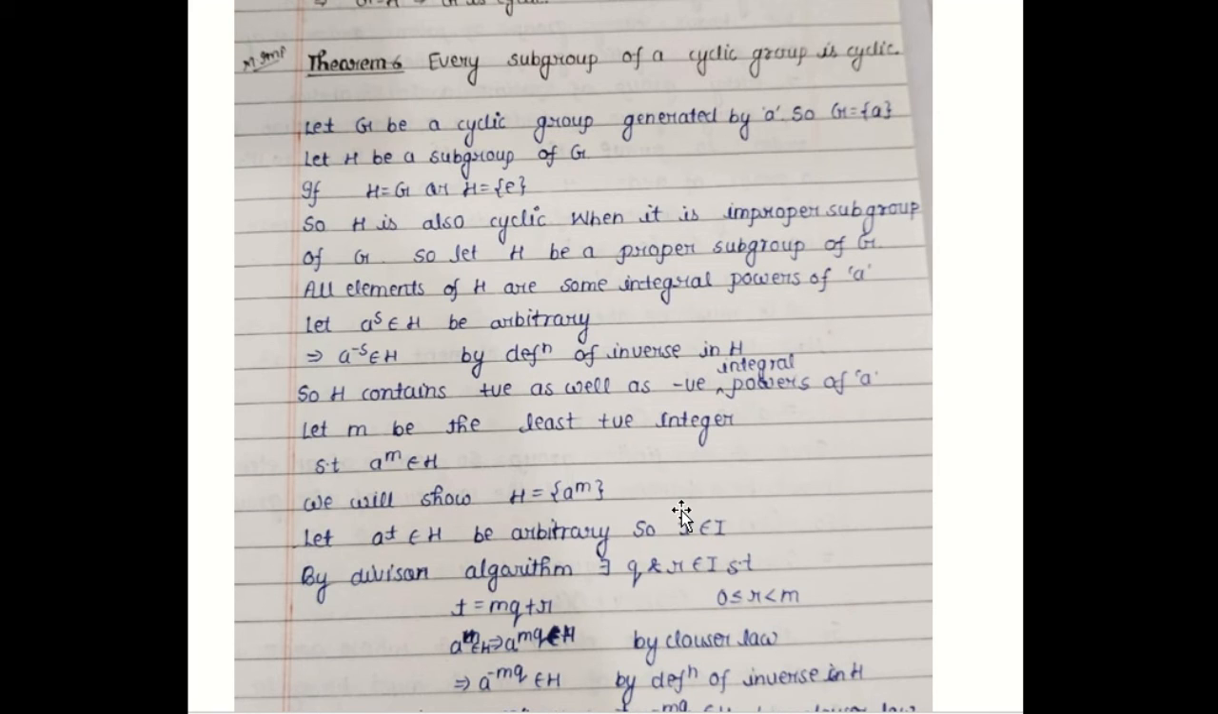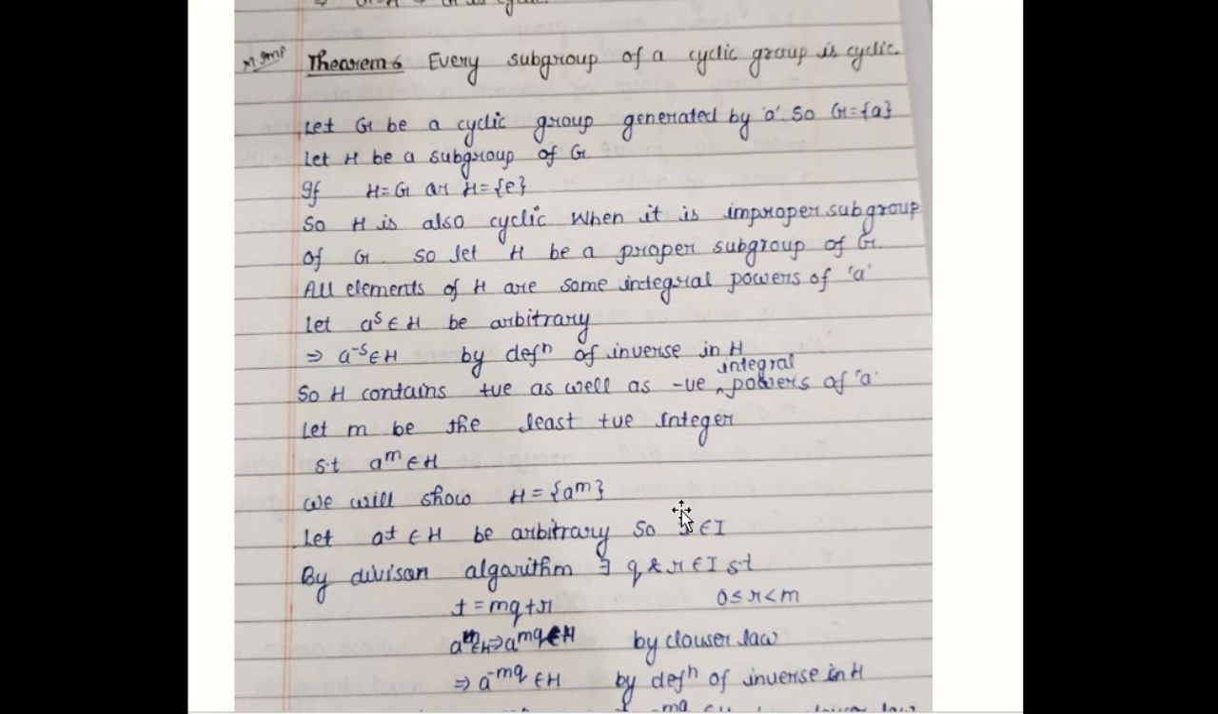Let A to the power T belong to H be arbitrary, where T belongs to the integers. So by the division algorithm, there exist Q and R belonging to the integers such that T is equal to MQ plus R, where R is greater than or equal to 0 and less than M. So A to the power T is equal to A to the power MQ plus R. A to the power M belongs to H. This implies A to the power MQ belongs to H. This implies A to the power minus MQ belongs to H. A to the power T belongs to H. This implies A to the power T minus MQ belongs to H.